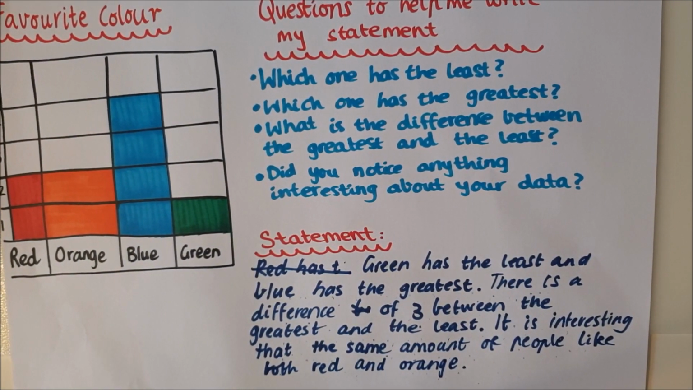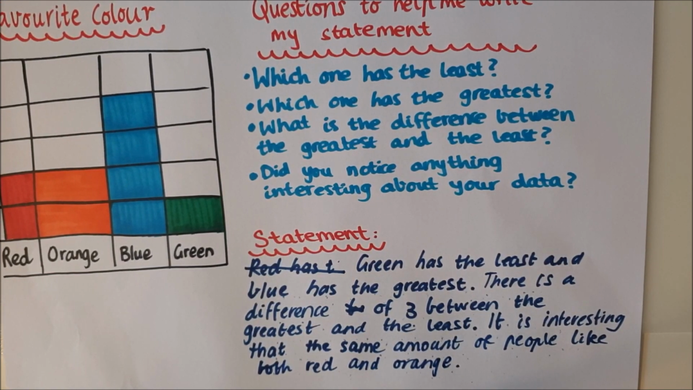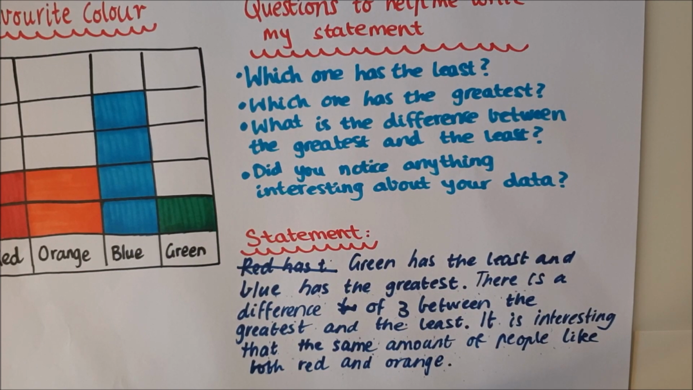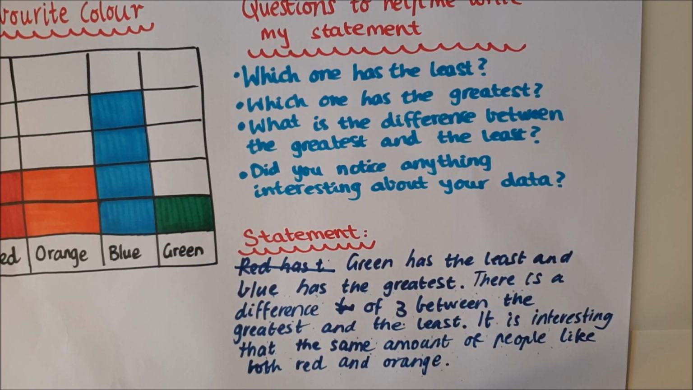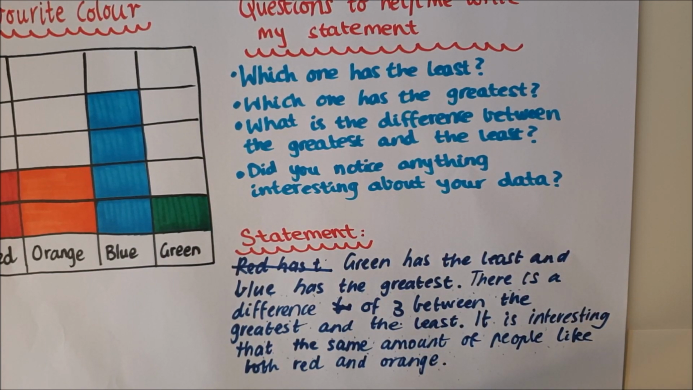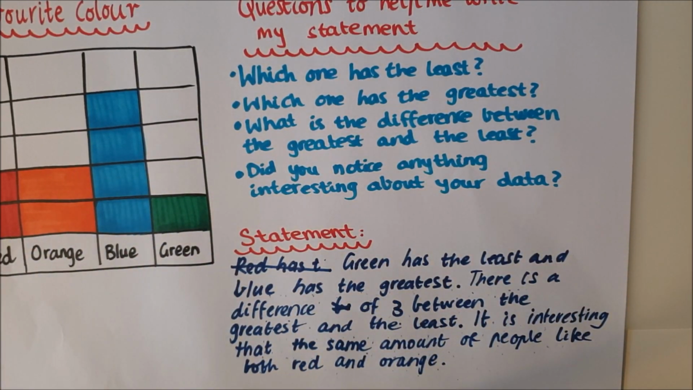Green has the least and blue has the greatest. There is a difference of 3 between the greatest and the least. It is interesting that the same amount of people like both red and orange. I've written a statement about the data I have collected.